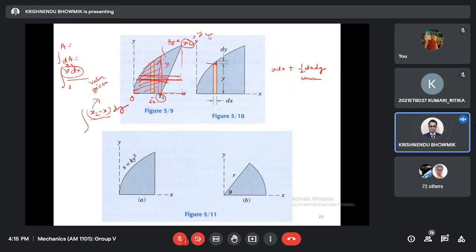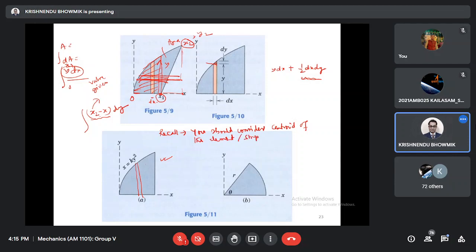You just think of it. Understood, sir. So you have to take carefully what functions you want and then you solve it. Say for example, this is the given one. So what can we do? You can take a vertical strip. Recall or remember, you should consider the centroid of the element. Why am I talking about this?